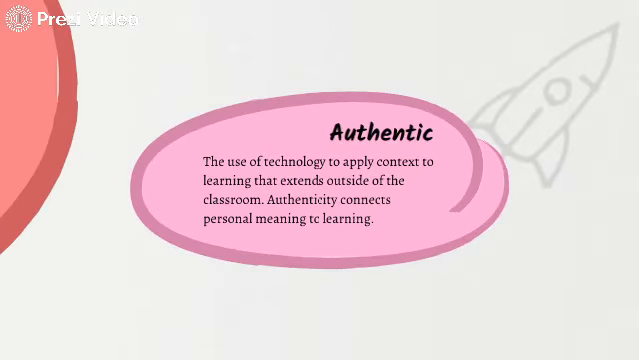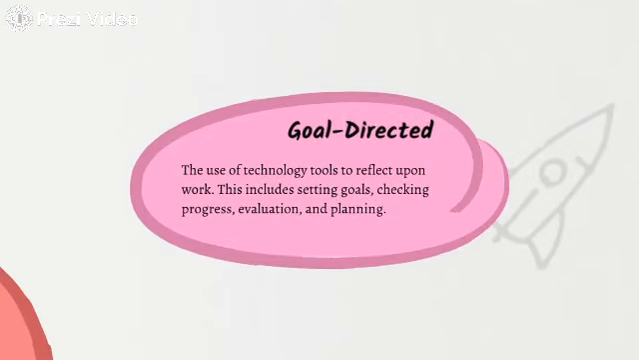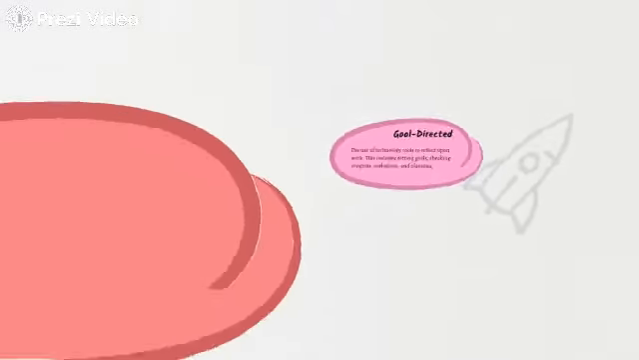The authentic attribute concerns the amount that learning is combined with context outside of the classroom. Whether students can apply their new knowledge to global or local issues can also increase retention of information. Technology is an important tool in providing this link. Finally, the goal-directed attribute refers to students' ability to use the technology in setting goals, planning, self-evaluation, and checking on progress, as opposed to teacher involvement in this process.